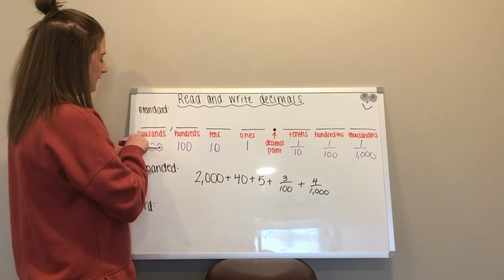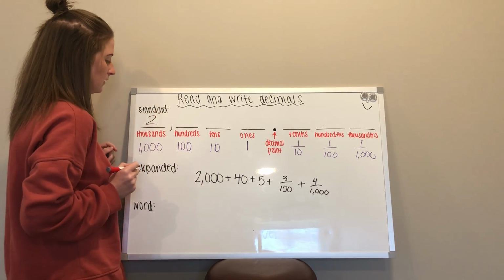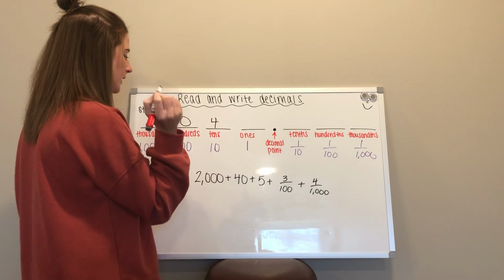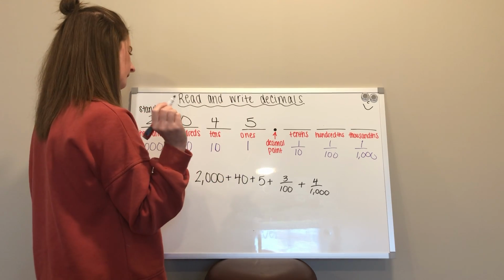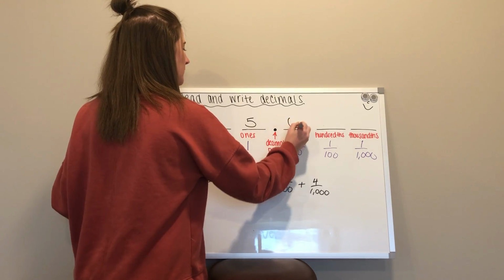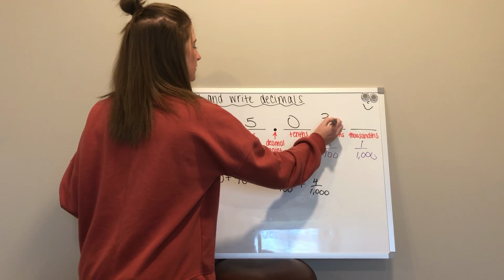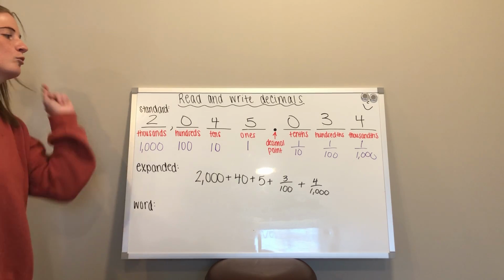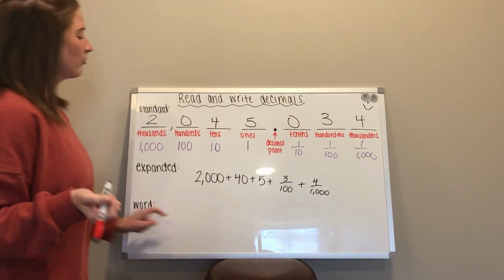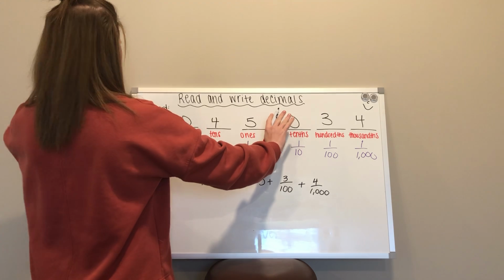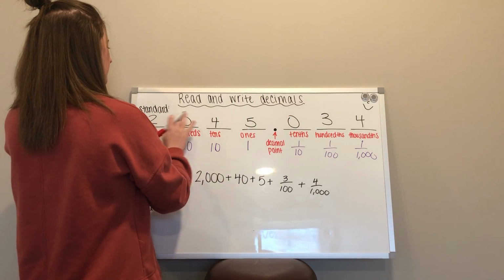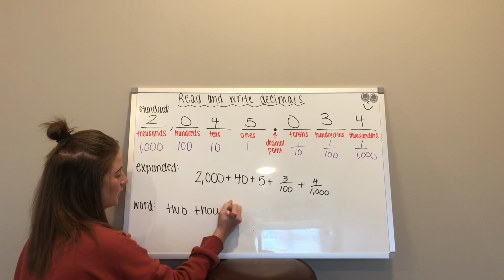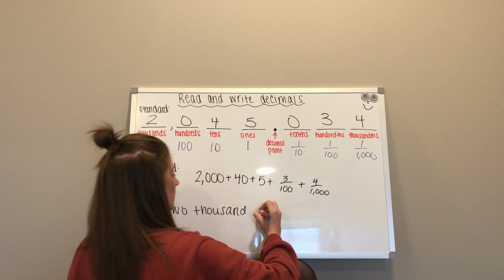So I go to my thousands place, I have 2,000. I have no hundreds, 4 tens because it's 40, and 5 ones. I have nothing in the tenths place. I have 3 in the hundredths and 4 in the thousandths. And now I can read this number and write it in word form. So first I'm going to start with what's before the decimal. 2,045. So I'm going to write 2,045.